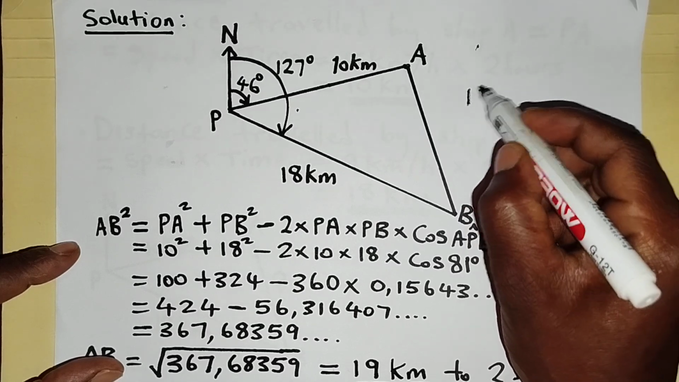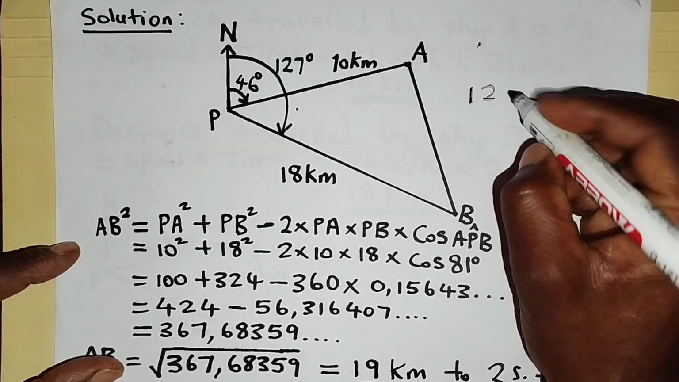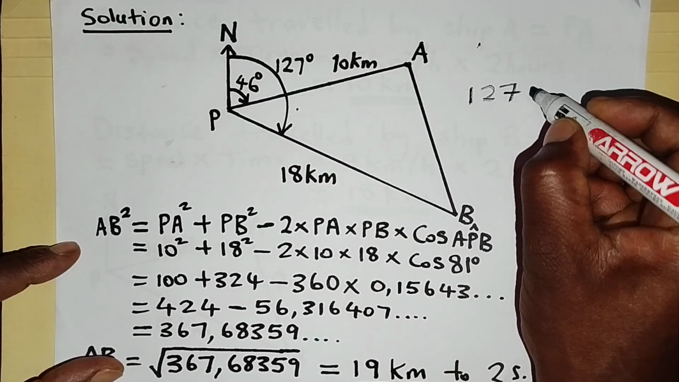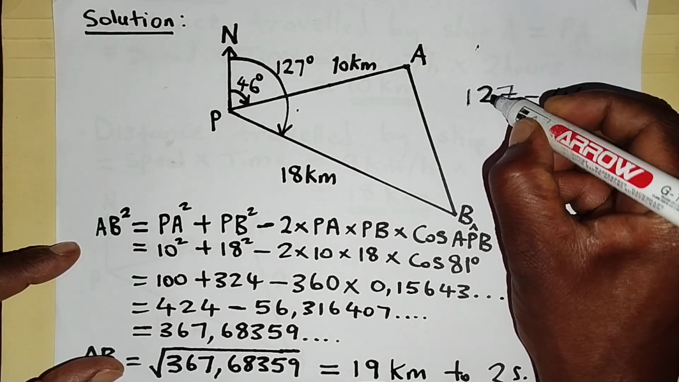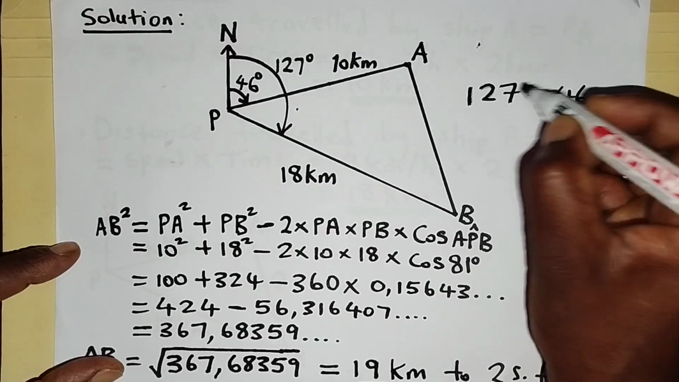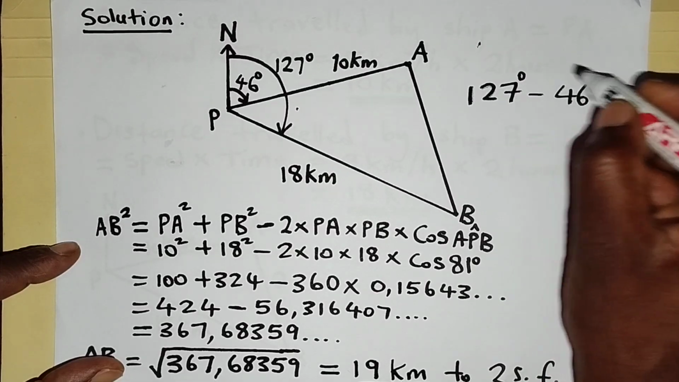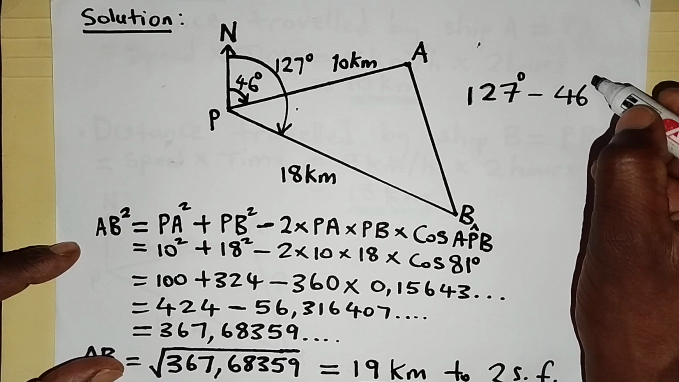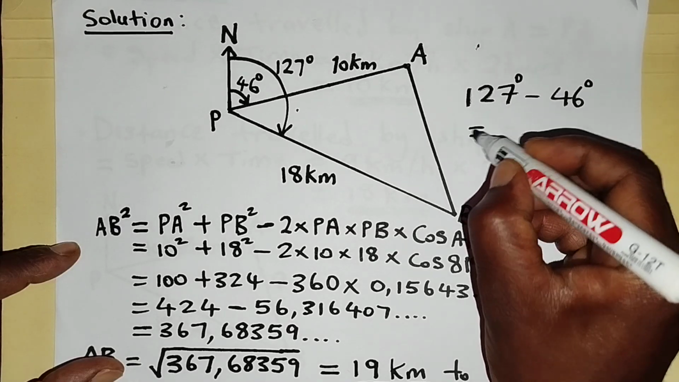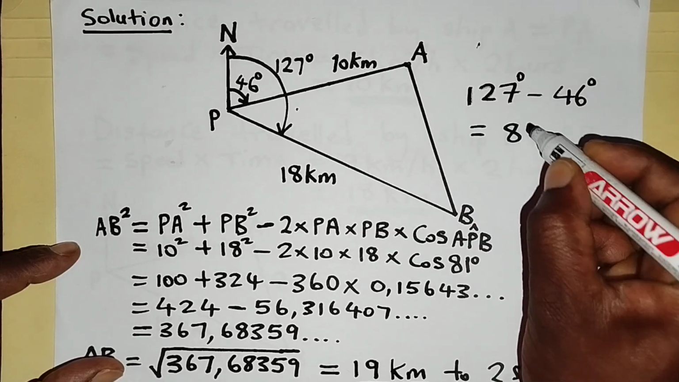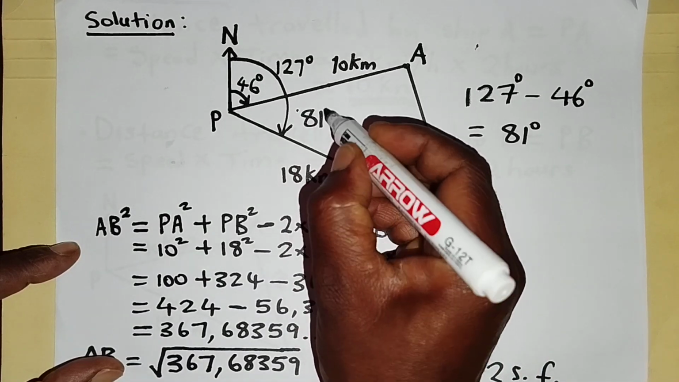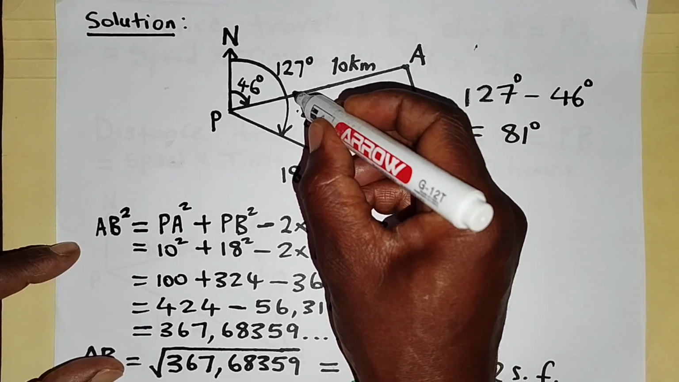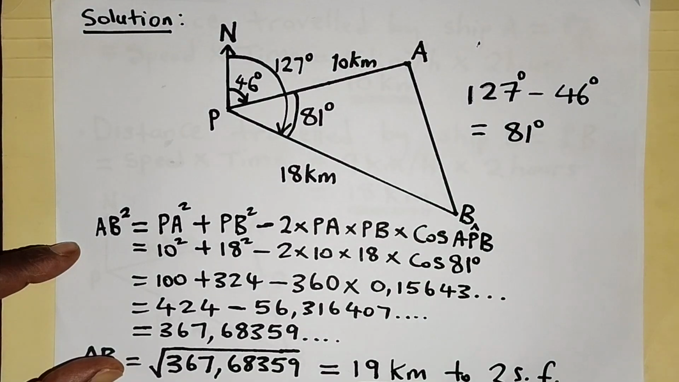127 degrees minus 46 degrees. We want to find the angle inside our triangle, so we say 127 degrees, which is the bearing of B from P, minus 46 degrees, which is the bearing of A from P, and we get our answer: 81 degrees. So the size of this angle here is 81 degrees, which is the angle inside our triangle.